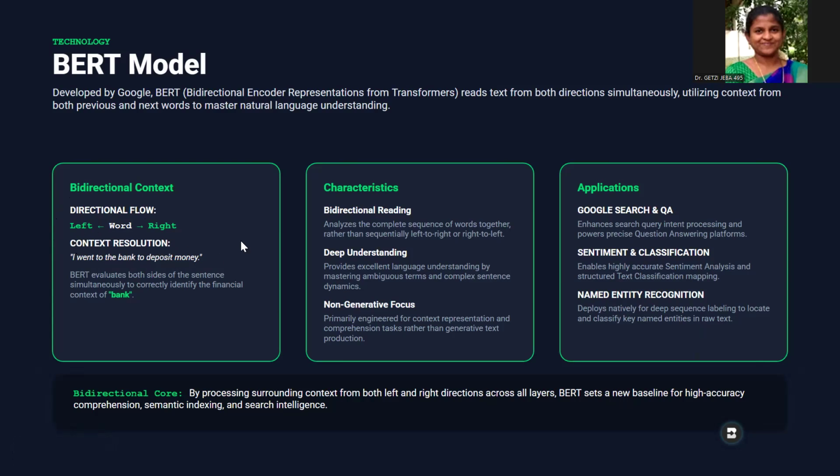If you think about the characteristics of the BERT model, it is bidirectional reading. It is checking left to right or right to left. So bidirectional reading, deep understanding, and it's actually a non-generative focus. It is trained for tasks such as sentiment analysis, question answering, named entity recognition, search. For such kinds of purposes, BERT is used.